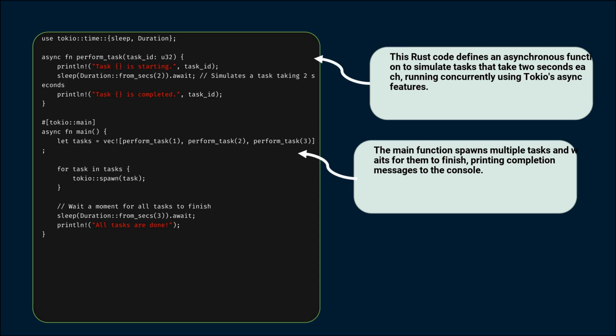To ensure all tasks complete before the program exits, we introduce a sleep call of 3 seconds at the end, illustrating how the main thread can wait while the tasks execute concurrently. This example effectively demonstrates Rust's concurrency model, showing how multiple operations can be managed efficiently without waiting for each one to finish sequentially. Now let's see how we can implement parallelism in our Rust code using the Rayon library.